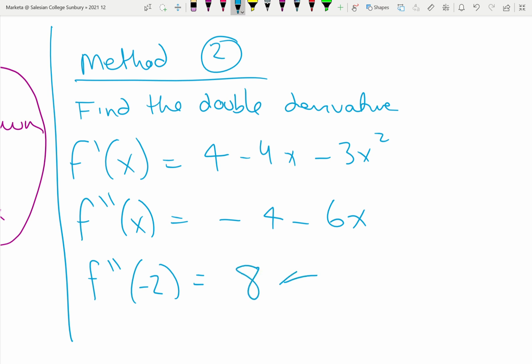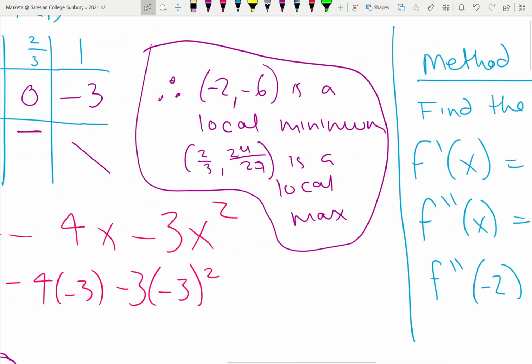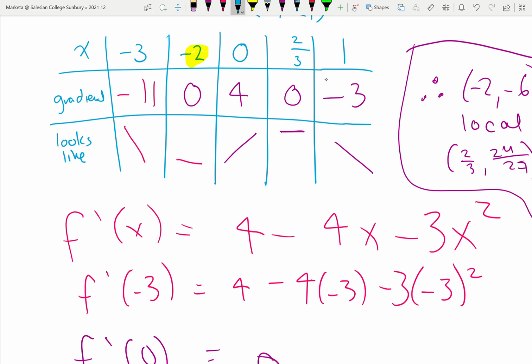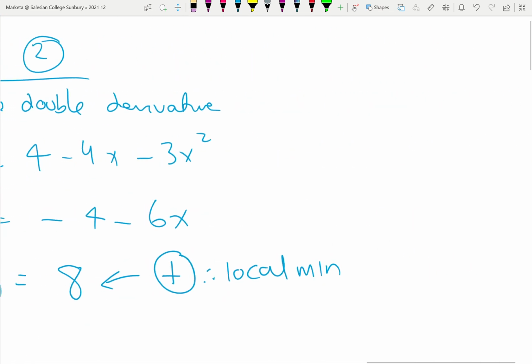So this is a positive number. So there's a positive double derivative. And if it's a positive double derivative, it means it's a local minimum. So therefore, at negative 2, negative 6, it's a local minimum. And we saw that it's a local minimum here, but we just did it a lot more quickly, like that.